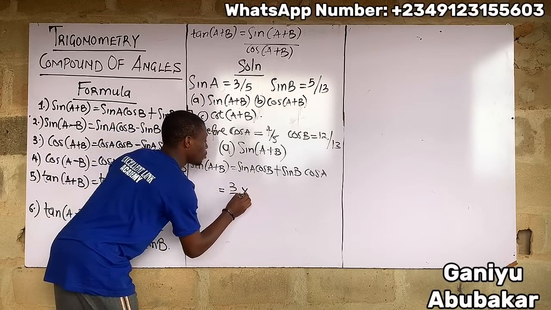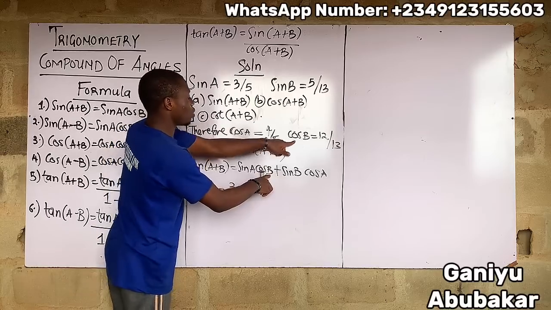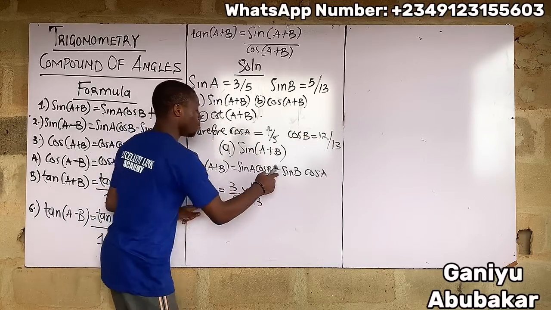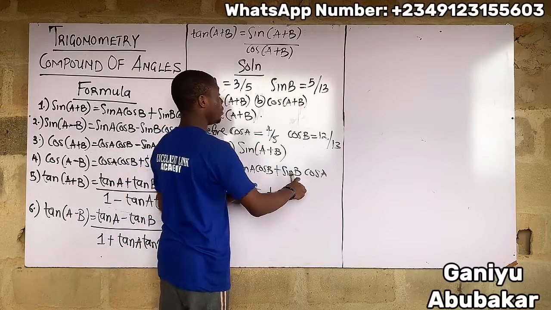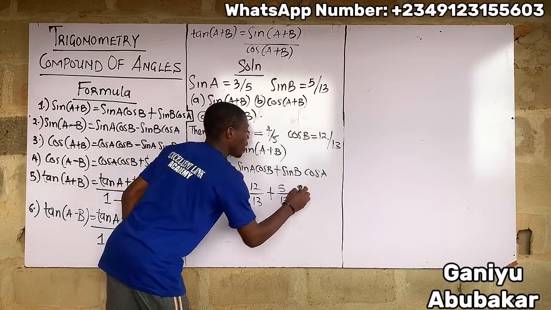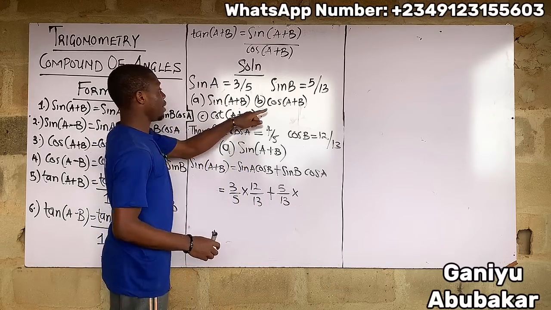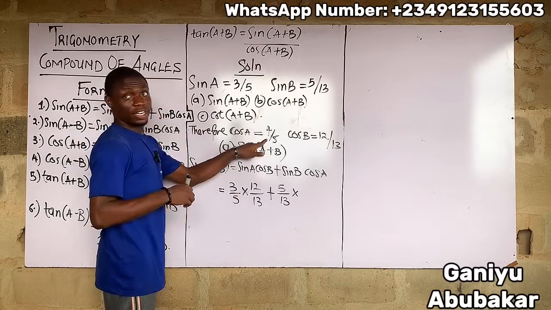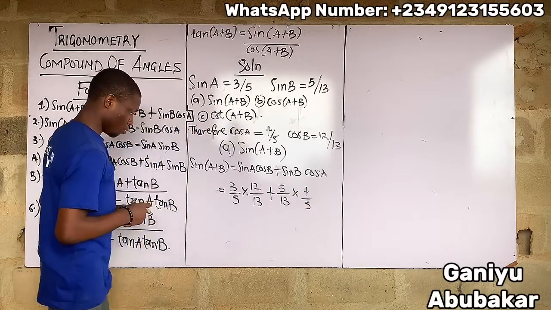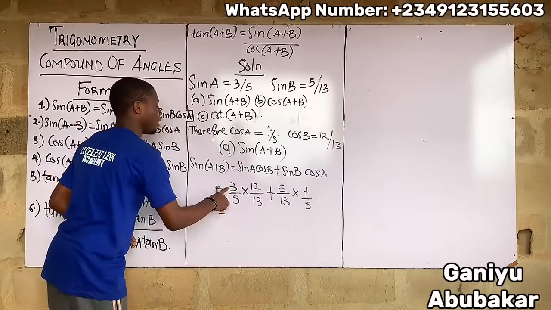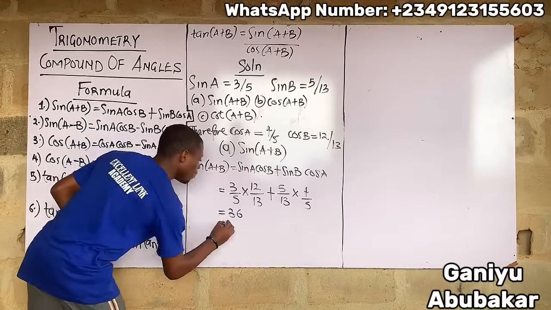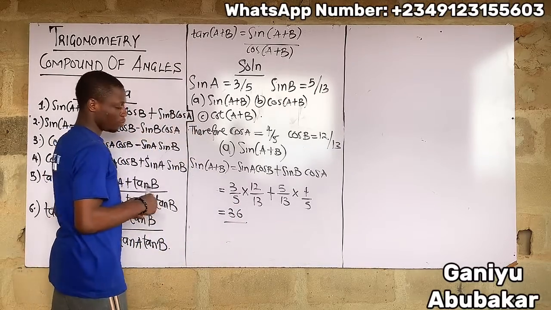3/5 times what's cos B? Cos B is 12 over 13, plus what's sine B? Sine B is 5/13, multiplied by what's cos A? Cos A is 4/5, right? True or false? True. Please help me multiply 3 by 12. 36, right? All over 5 times 13.